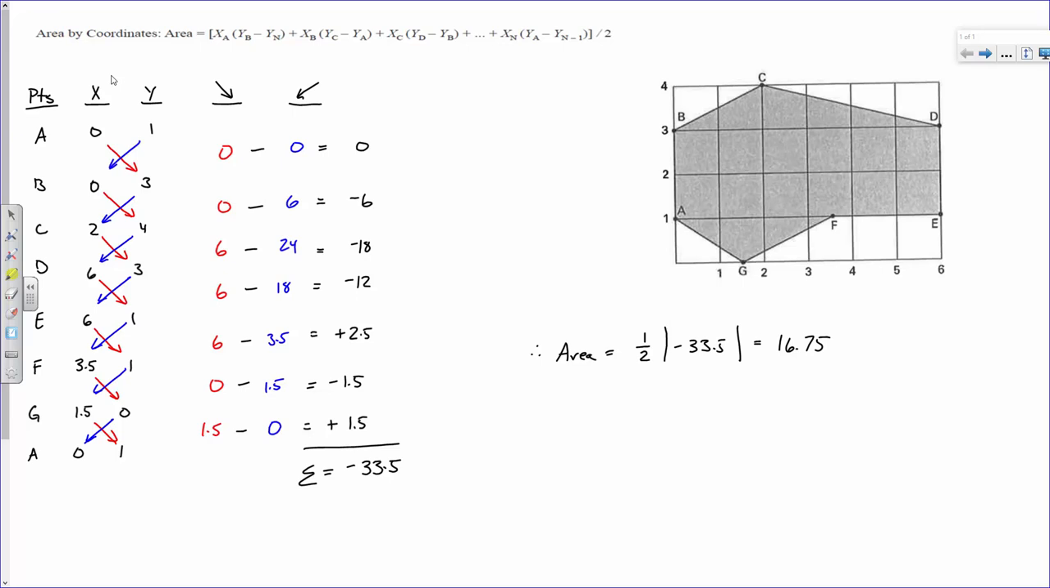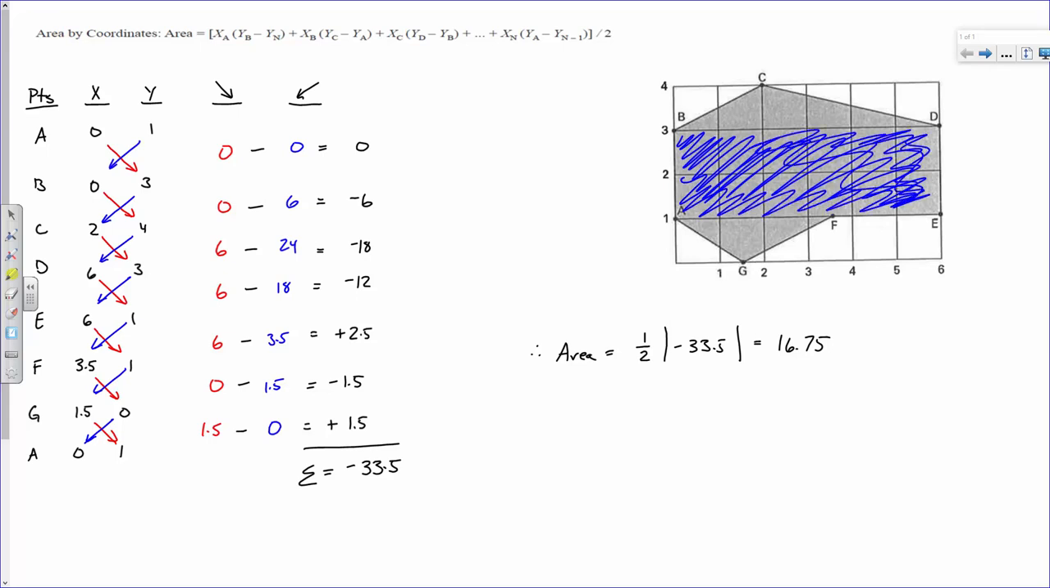Now, just to show you that it works, watch this. If I look at the shape, I can take this rectangle right here. The area of that is going to be 12, right? Because it's 2 times 6. Yep. If I look at this, the area of that is 6 wide, 1 tall, so 3. And then the area of this, 1 tall and 3.5 wide, so 3.75. Wait, no, 1.75.